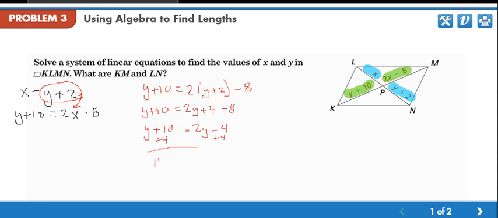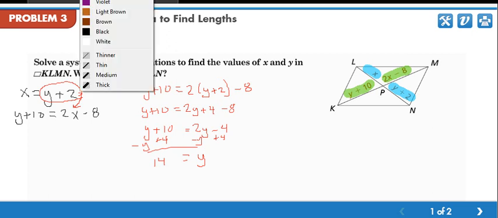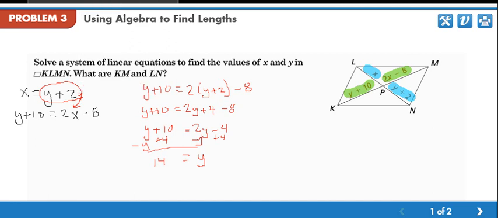That's going to give me 14 equals, and I'm just going to subtract 1y from both sides, and so y is going to equal 14. Perfect. So we have y now. I'm going to use a different color, let's go blue. So y equals 14. So we know what y equals.